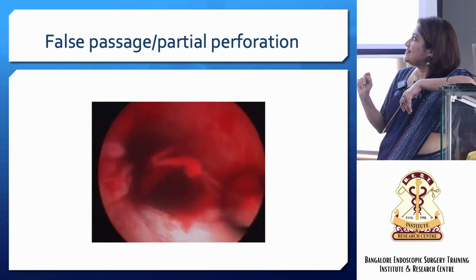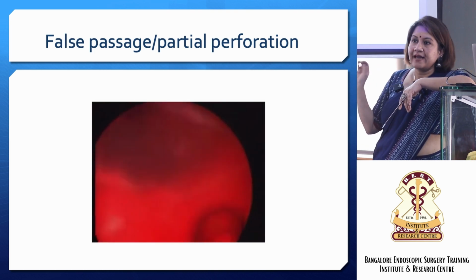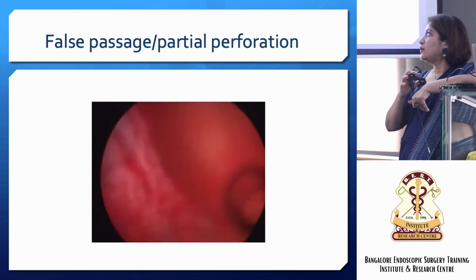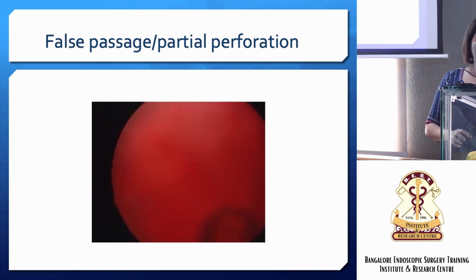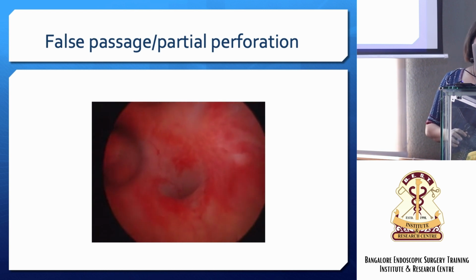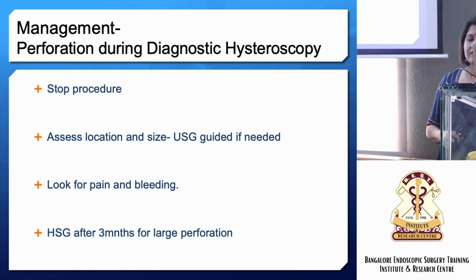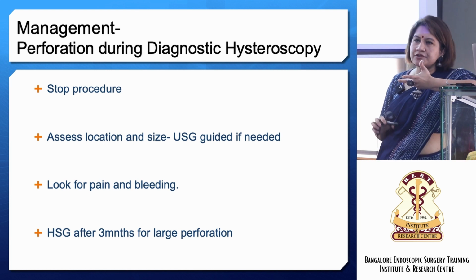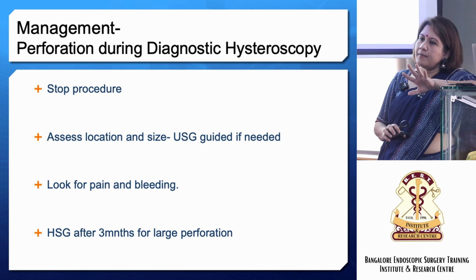This happens when we have dilated or put a sound before taking the hysteroscope. So get into the habit of going with a hysteroscope under vision. Even if you have created a false passage or a partial perforation, it's not a big deal. And if you have done a perforation with your diagnostic scope also, a 4 mm perforation is not a big deal. You just have to abandon the procedure.